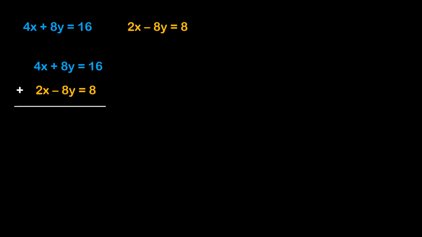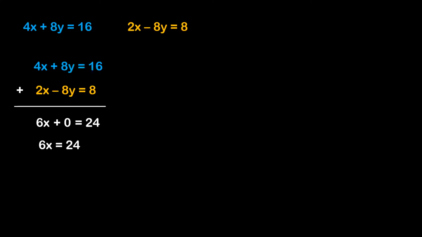You'll notice that 4x plus 2x is 6x, 8y plus negative 8y is 0, and 16 plus 8 is 24. That gives us 6x is equal to 24. Now notice what we did. We eliminated the variable y, and that is now going to allow us to solve for x.